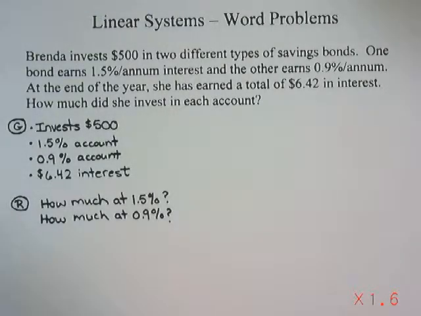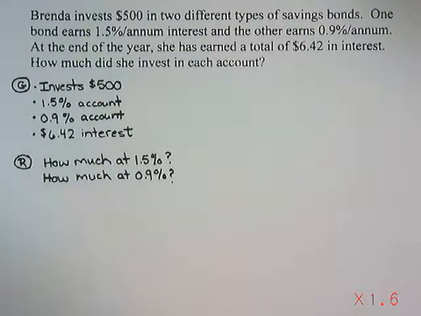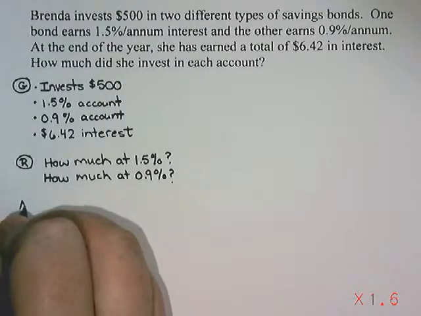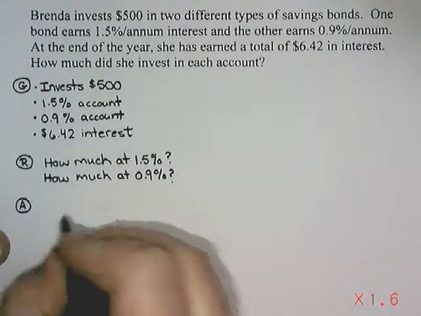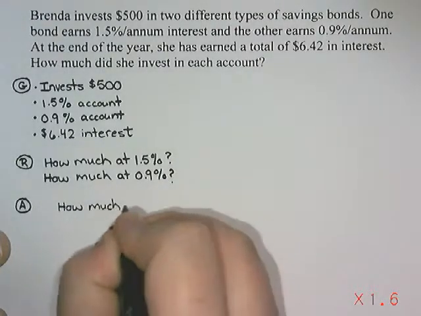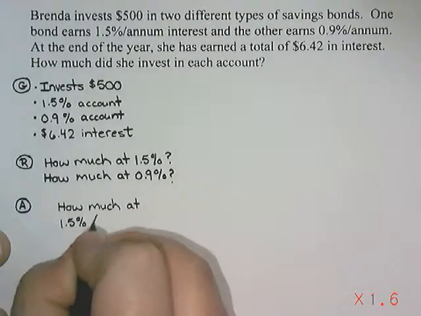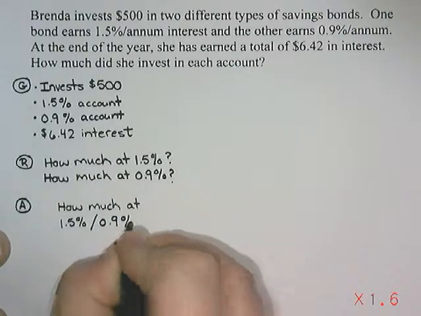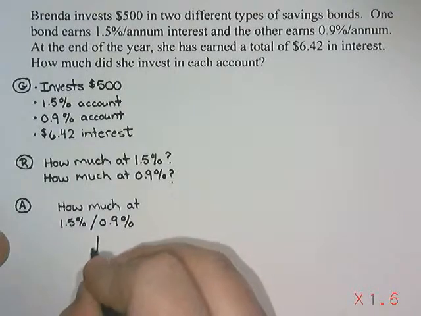Okay, analysis is the tricky part. That's where we try to think about the question, think about the skills that we have, the formulas that we know, and try to figure out how we're going to solve this question. So the question wants me to figure out how much did we invest at each amount, right? How much did we put in at 1.5%? How much did we put in at 0.9%? And how are we going to solve that?